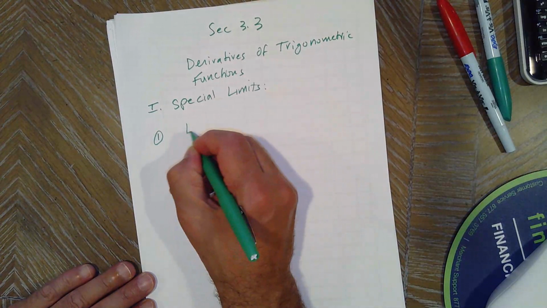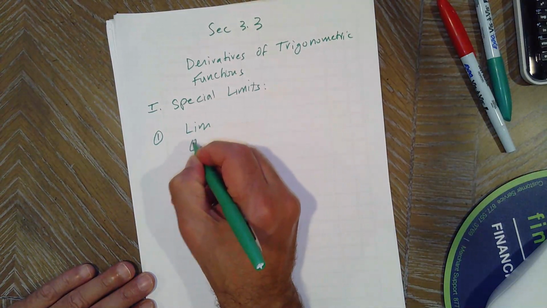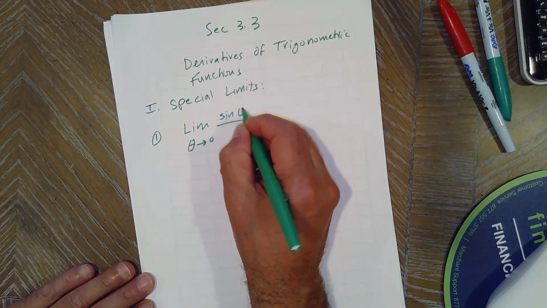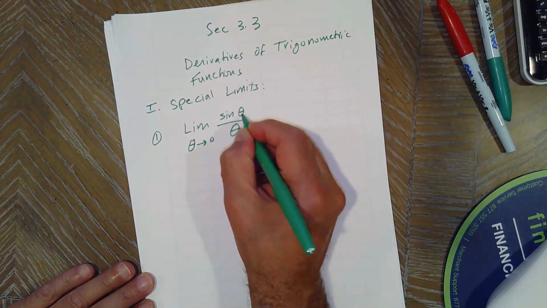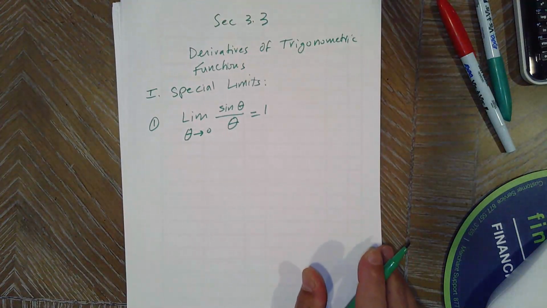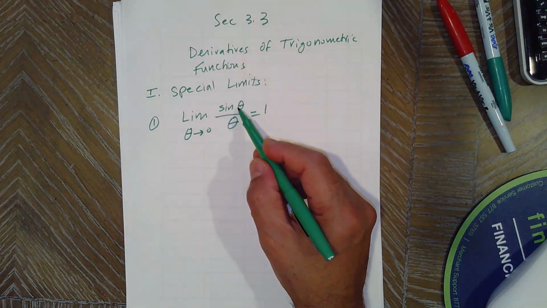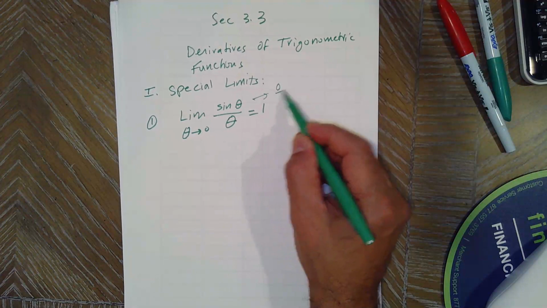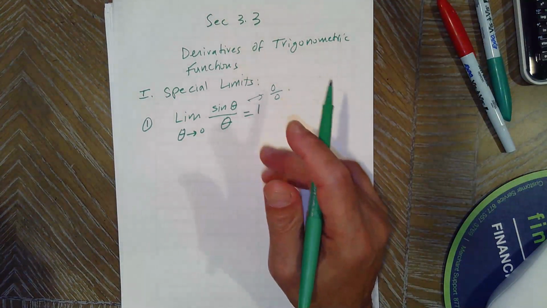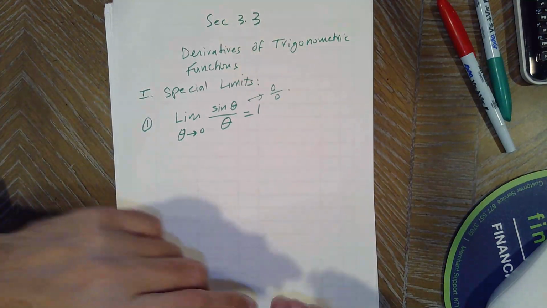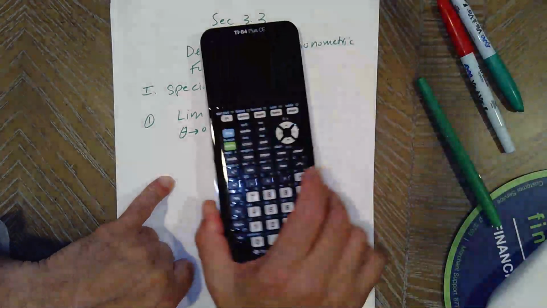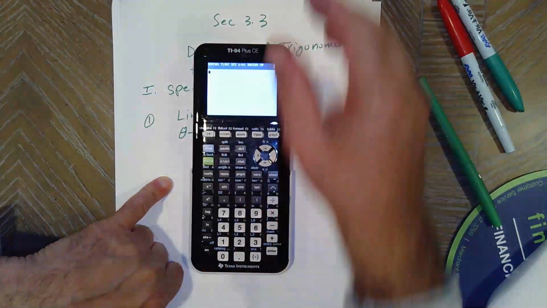The first one is the limit as theta goes to 0 of sine theta over theta. These two have to be the same, equals 1. Well, if you put a 0 in there for theta, you get sine 0. But how is this going to be 1? There's several ways of proving this. The easiest way for us at this point is to do left limit and right limit. Do the table.